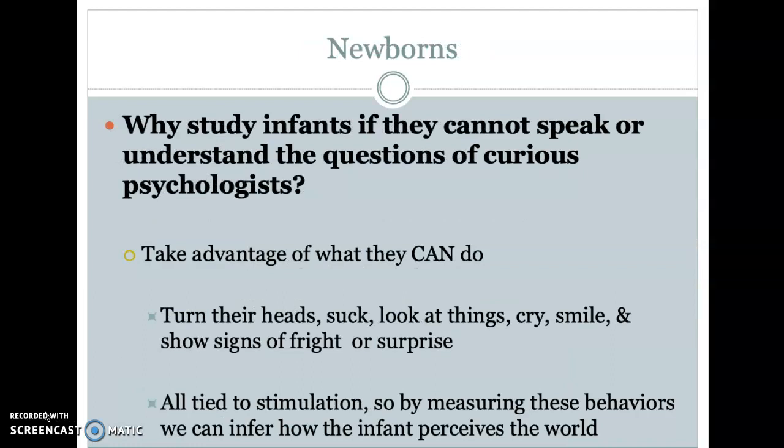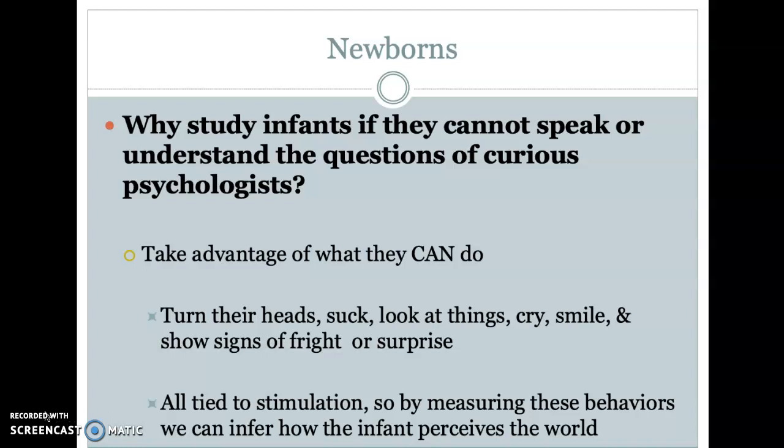So why are we studying newborns? If they can't speak or understand the questions of curious psychologists, why even look at them? Well, to take advantage of what they can do. Babies can do so much. They can turn their heads, they can suck, they can look at things, they can cry, they can smile, show signs of fright or surprise. These are all tied to stimulation. And so by measuring their behaviors, we can actually determine how the infant perceives the world.